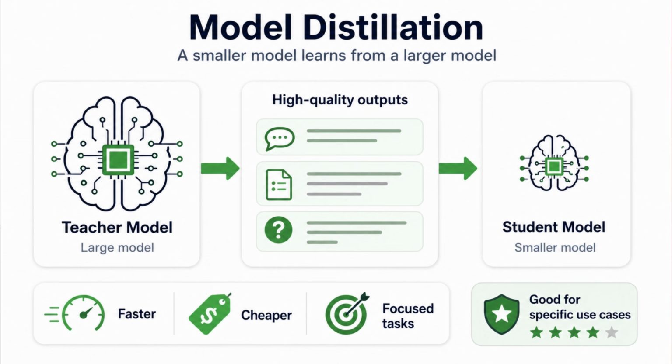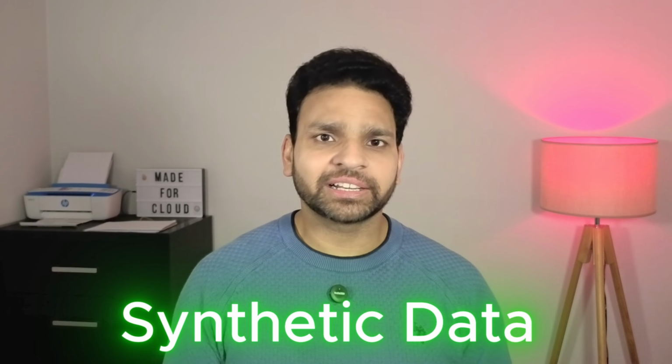Now, the real life example. Imagine a senior architect explains cloud design patterns to a junior engineer. The junior engineer may not know everything the senior knows, but for the common design tasks, they can learn the right approach. In model distillation, the large model teaches the smaller model. And this is why some smaller models can perform very well in a specific task. They may not be as strong as the frontier model for everything, but for focused use cases, they can be very powerful.